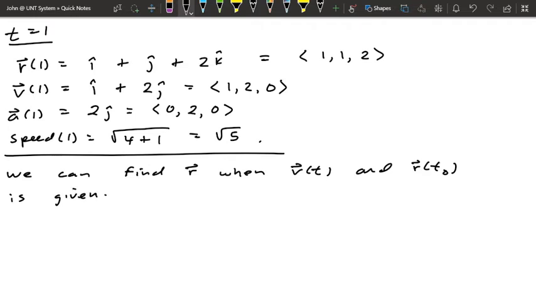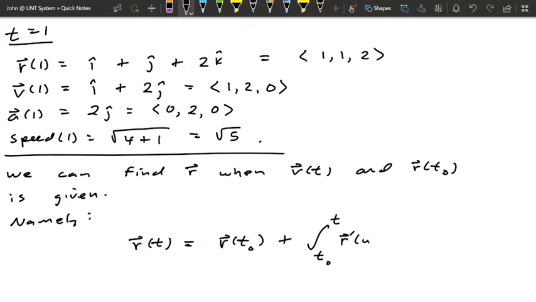And the formula for that is the position function is equal to the position at time t0 plus the integral from t0 to t of the derivative of r, which in other words, is the velocity.